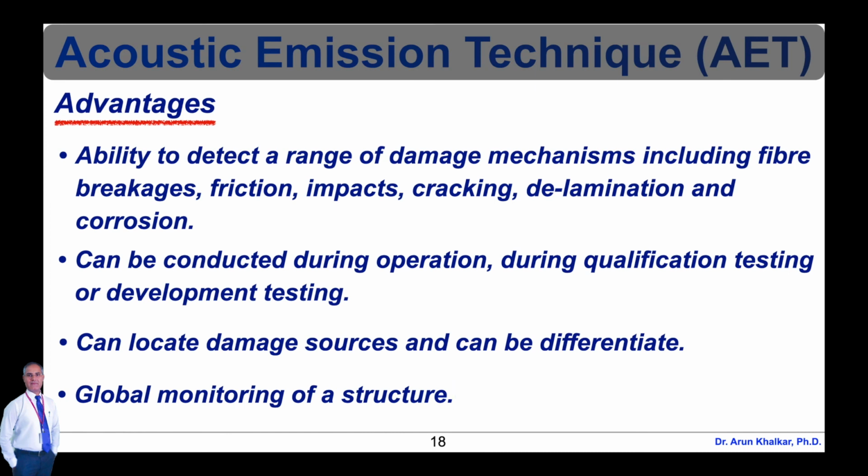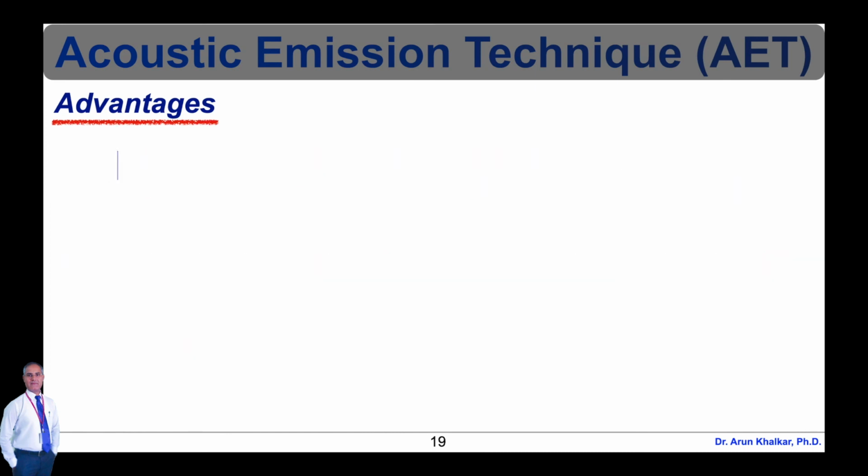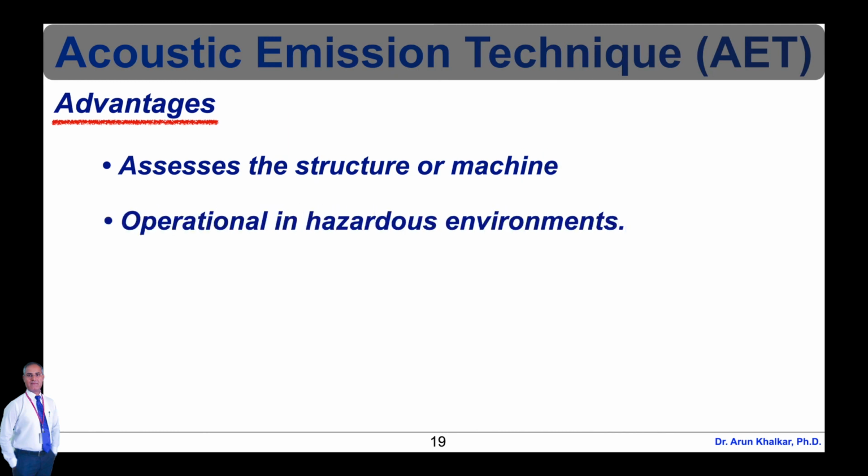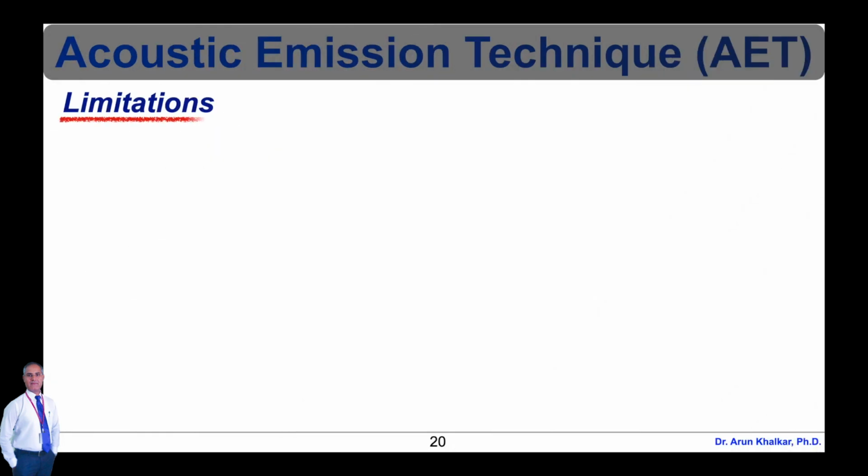It is global monitoring of a structure. The assessment of the structure or machine under real operational conditions can be done. Operation in hazardous environments including high temperatures, high pressures and corrosive and nuclear environments also can be done with the help of this testing method. It can be conducted remotely and it can detect damages in defects that are difficult to access with conventional non-destructive testing techniques. Now let's see few limitations of acoustic emission technique.